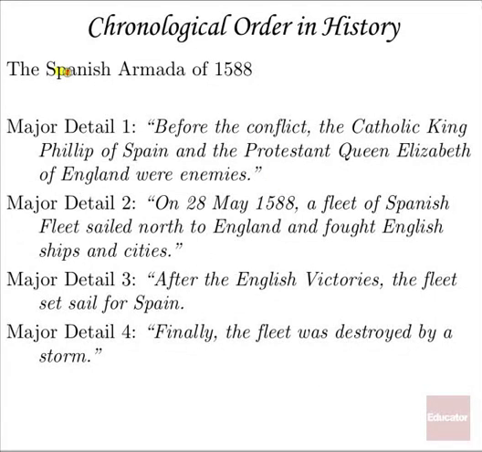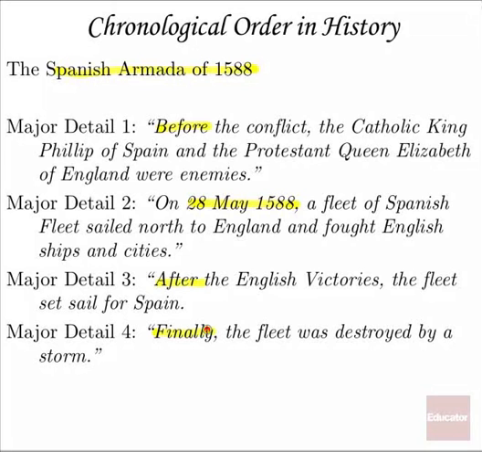This is the story, or the history, of the Spanish Armada of 1588. I have 4 paragraphs because I'm breaking the rules, just because I'm the one teaching and I can do that. But for major detail 1, before the conflict, Catholic King Philip of Spain and Protestant Queen Elizabeth of England were enemies. On 28th May 1588, a fleet of Spanish sailed north to England and fought English ships and cities. After the English victories, the fleet set sail for Spain. Finally, the fleet was destroyed by a storm.